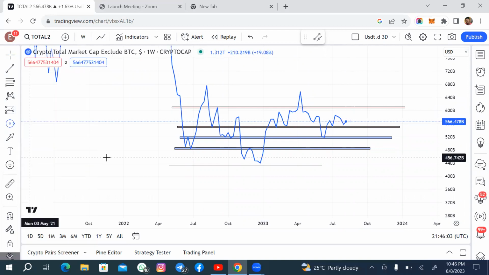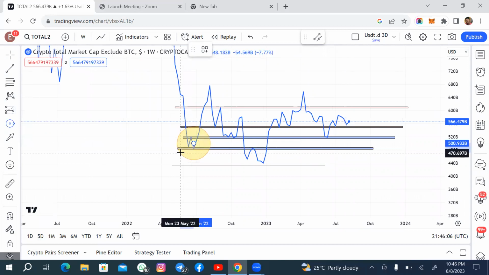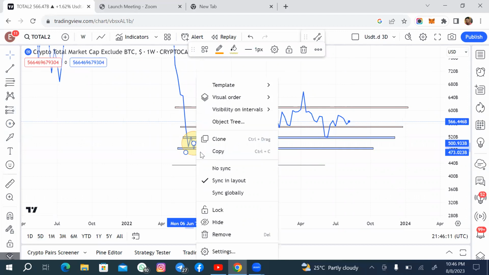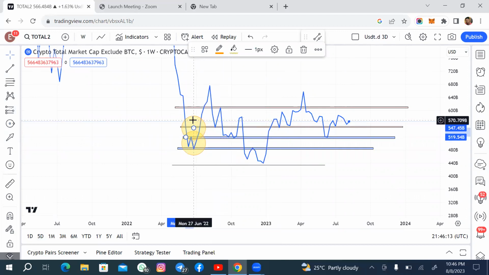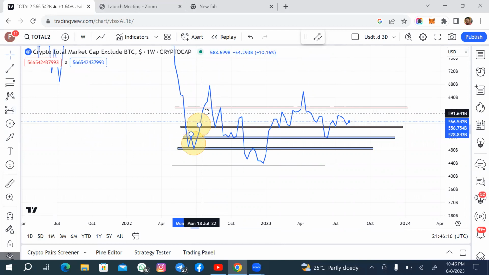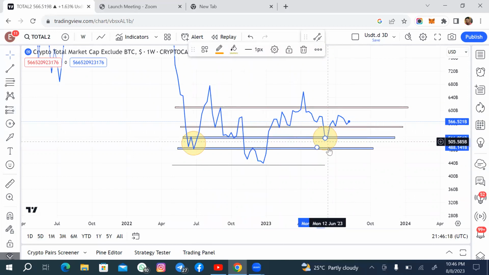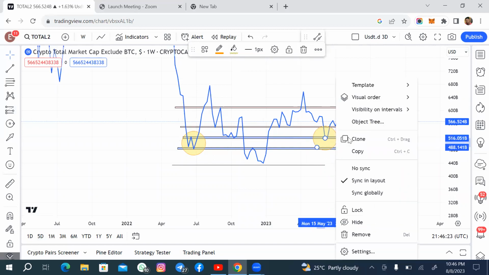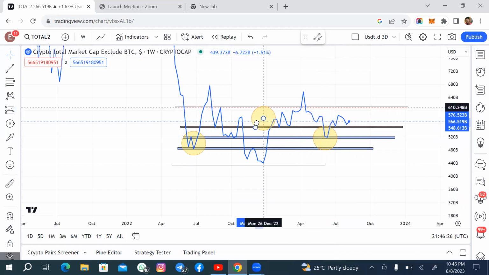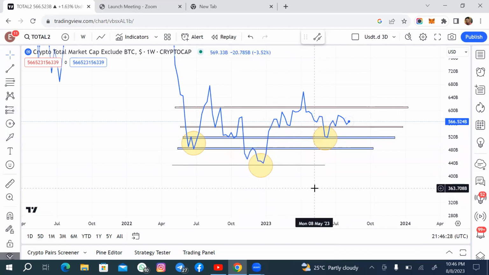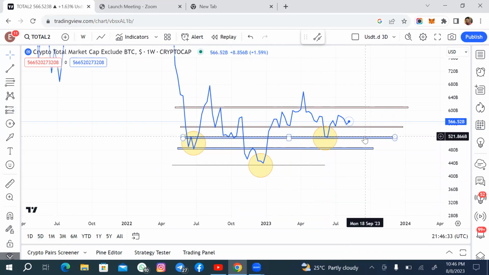You see something like this. Isn't it? And definitely, I know you're going to be seeing something like so, and then something like so. Now, what exactly is this? What pattern is this? This is an inverse head and shoulders, and it's a typical accumulation chart pattern.